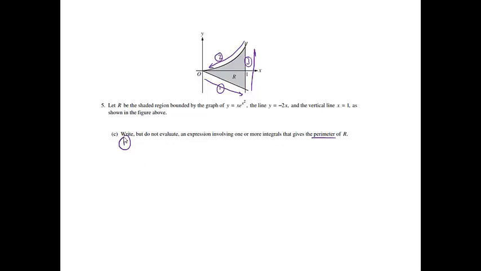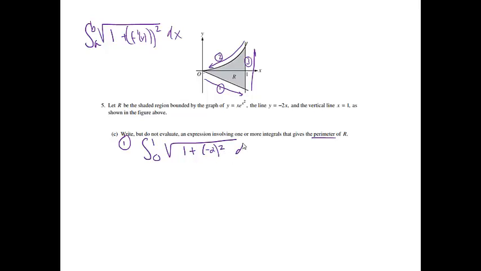So to get 1, to get the length of that, we're going to use the arc length formula. And if you can recall, the arc length formula is a to b the square root of 1 plus f prime of x squared. So that's the formula we're going to be using for this one. So it's going to go from, this one does go from an x value of 0 to an x value of 1. So 0 to 1. And then it's going to be the square root of 1 plus the derivative of negative 2x. So that will just be negative 2 squared dx.